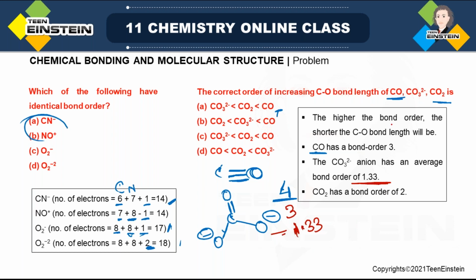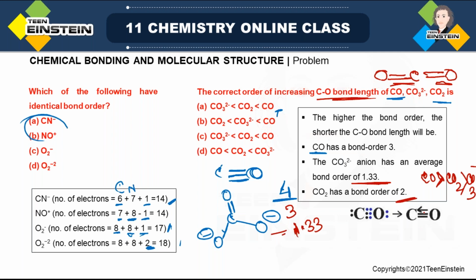And what about CO2? For CO2 it is easy to understand because we know CO2 is this type of molecule, and both the bonds are double bonds. So obviously the bond order is 2. And now we know the bond orders. The maximum bond order is for CO. So the order of bond order is CO, then CO2, and then carbonate. But we have to consider bond length, not order. So now you have to reverse it. CO3 2- will come first, then CO2, and then CO.